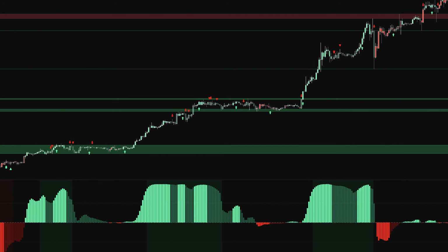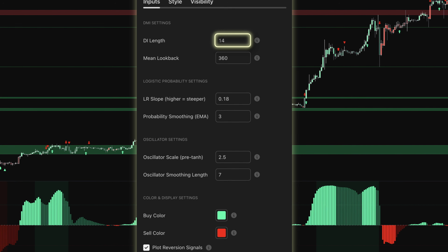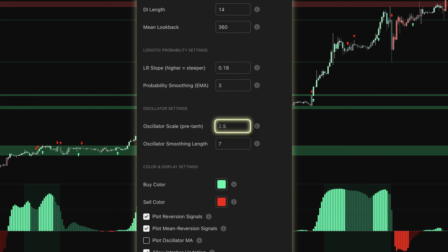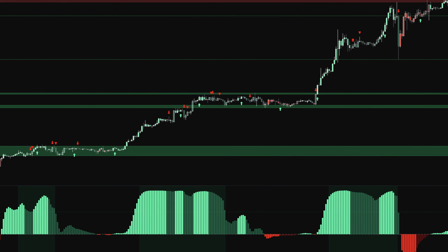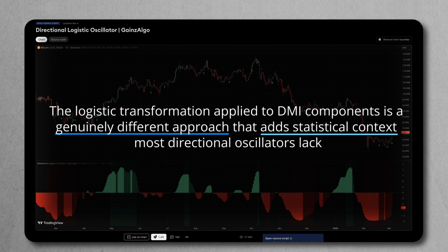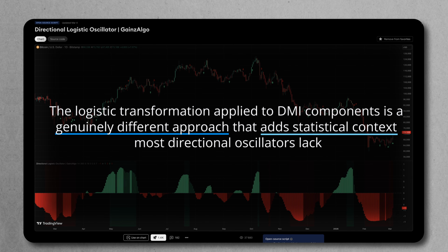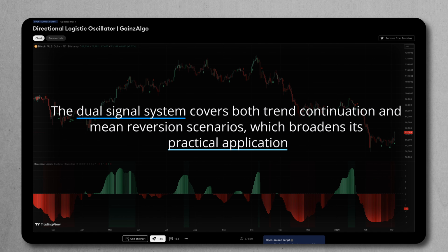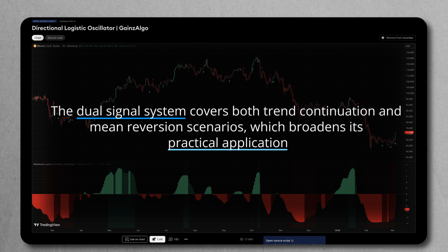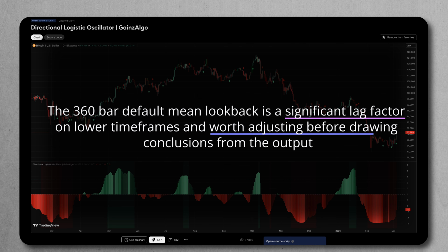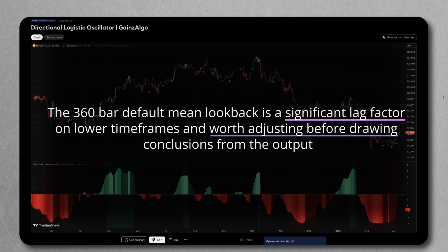Customization is solid, covering DI length, mean lookback, slope steepness, smoothing lengths, scale sensitivity, signal toggles, and colors. The logistic transformation applied to DMI components is a genuinely different approach that adds statistical context most directional oscillators lack. The dual signal system covers both trend continuation and mean reversion scenarios, which broadens its practical application. The 360-bar default mean lookback is a significant lag factor on lower timeframes and worth adjusting before drawing conclusions from the output.